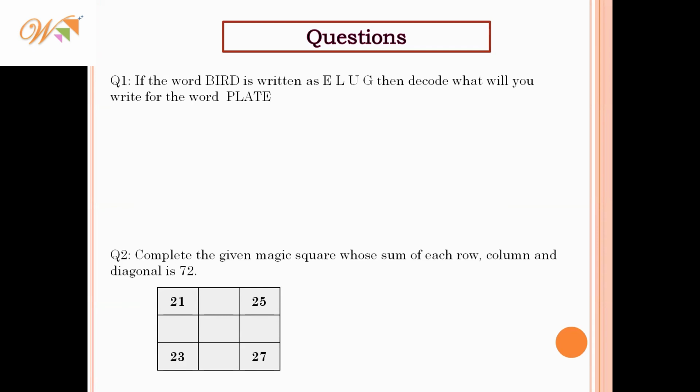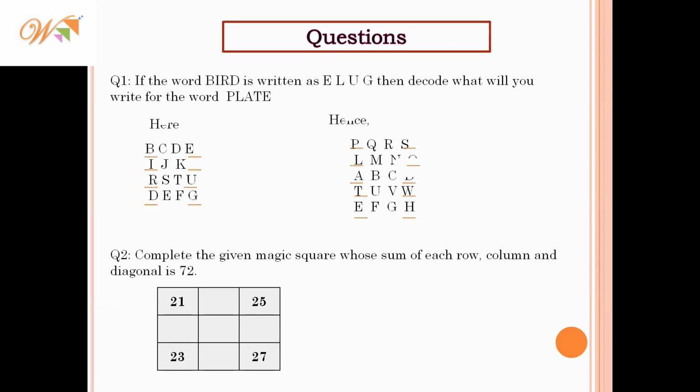So you have already seen all the methods. So here B was written as E, so we skipped C and D. I was written as L, so we skipped J and K. So every time we are skipping two letters and then writing the next letter. R was written as U, D was written as G. So we notice that every time we are skipping two letters and we are taking the next letter and making the word.